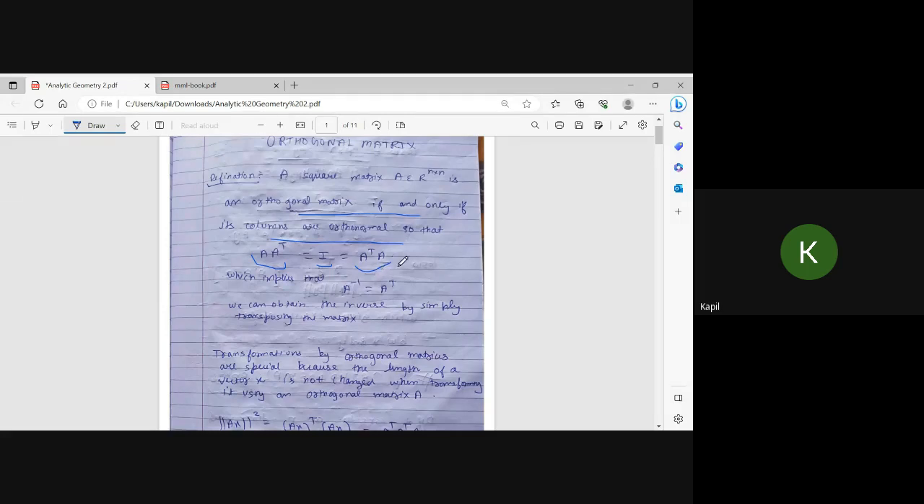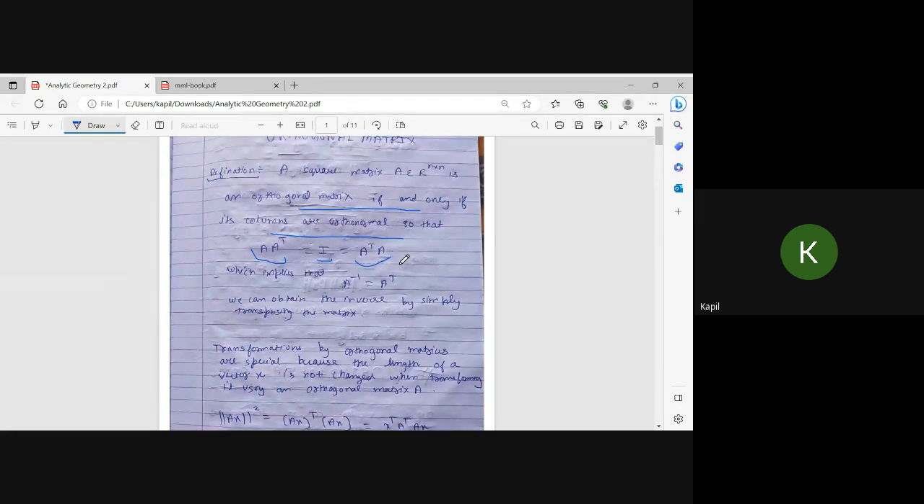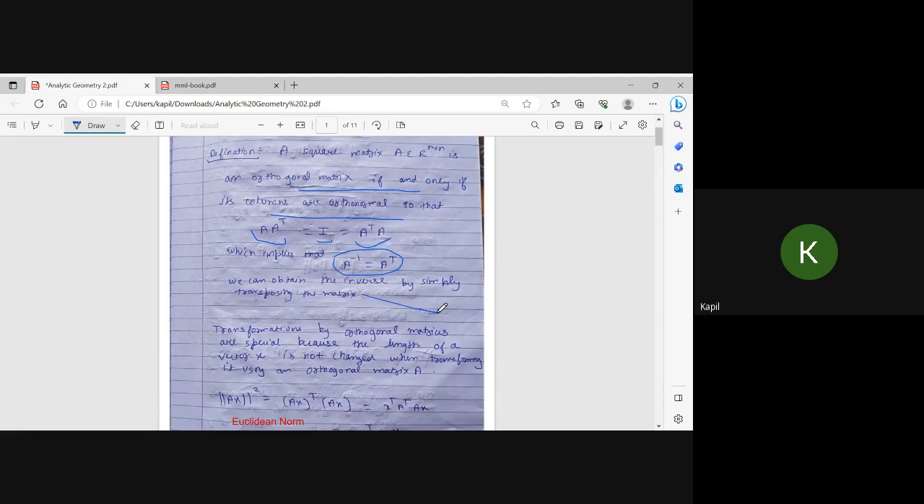That means we know that A into A inverse is equal to the identity matrix. So we get A inverse as A transpose. So we can obtain the inverse by simply transposing the matrix if our matrix A is orthogonal.